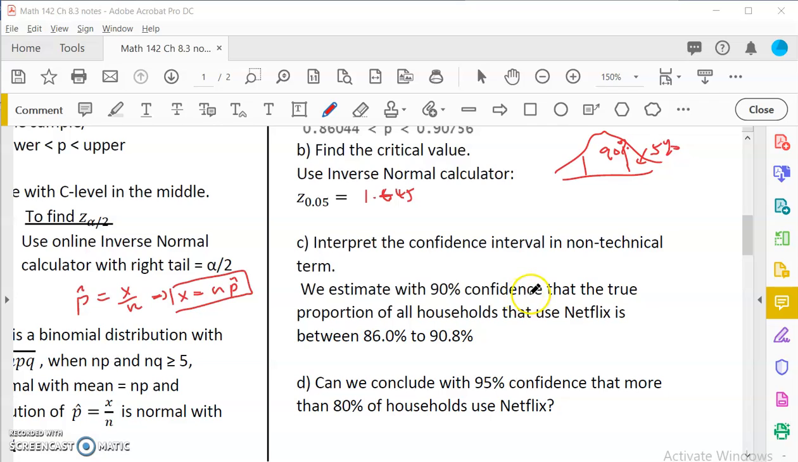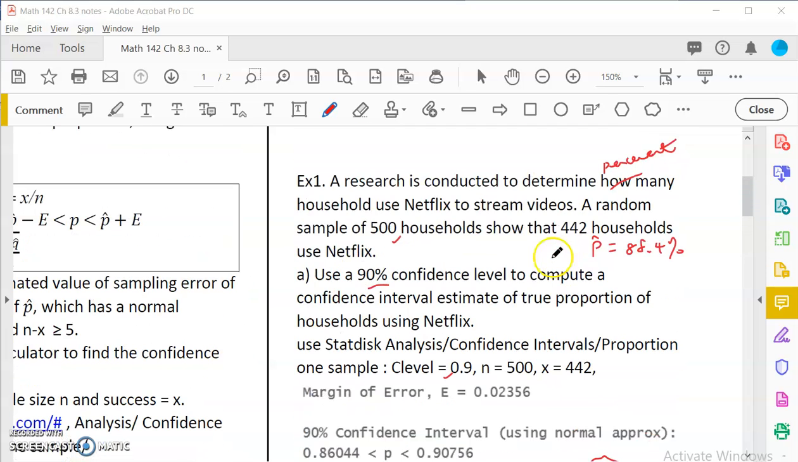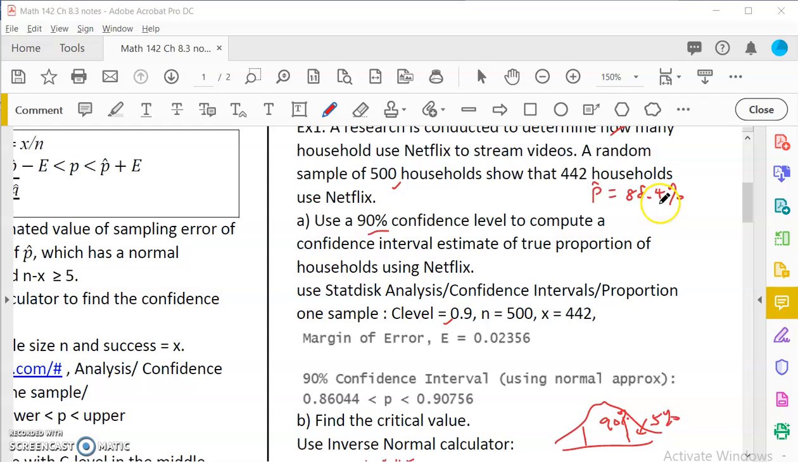We're still on the topic of confidence interval of a proportion. Proportion meaning the percentage of something out of the whole population. So we would be using a sample, the sample proportion, to estimate the population proportion. So we are working on this word problem where we want to know the percentage of households that use Netflix. But when we count 500 households in a sample, 442 use it, which is 88.4%.